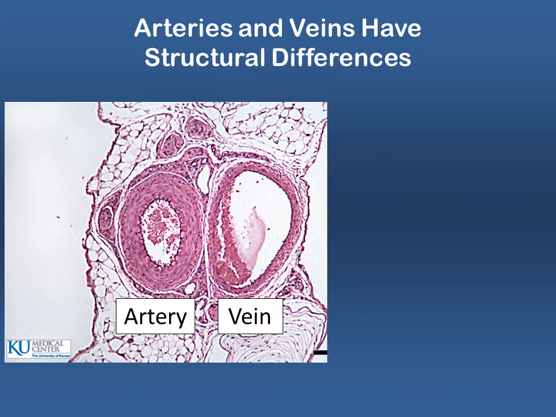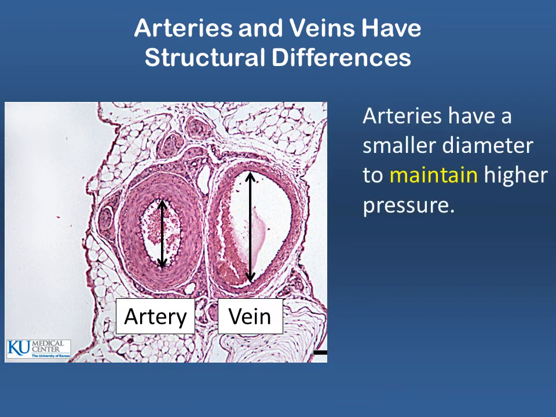Okay. Now let's shift our attention to the vessels of the cardiovascular system. We already talked about the difference between arteries and veins as far as the transport of blood through them. Arteries always carry blood away from the heart, and veins carry blood into the heart. So now let's take a look at some of the structural differences between arteries and veins. So one of the first things we noticed with the artery on the left and the vein on the right here is that the artery has a lot smaller diameter or cross-sectional area than does the vein.